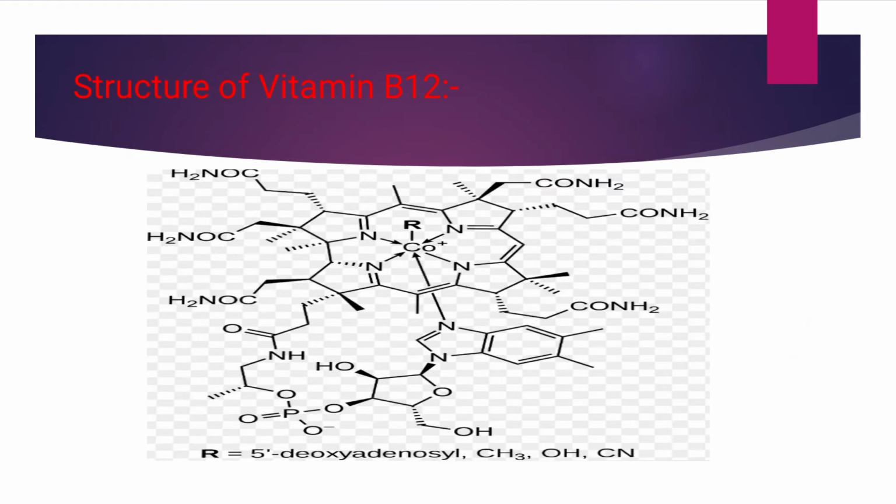Then the structure of vitamin B12. Vitamin B12 contains cobalt as a central metal atom in the +3 oxidation state, and this structure is based on the corrin ring, which is similar to the porphyrin ring containing the heme group. Vitamin B12 also contains an R group, which is 5-deoxyadenosyl, CH3, OH or CN group. This is the structure of vitamin B12.